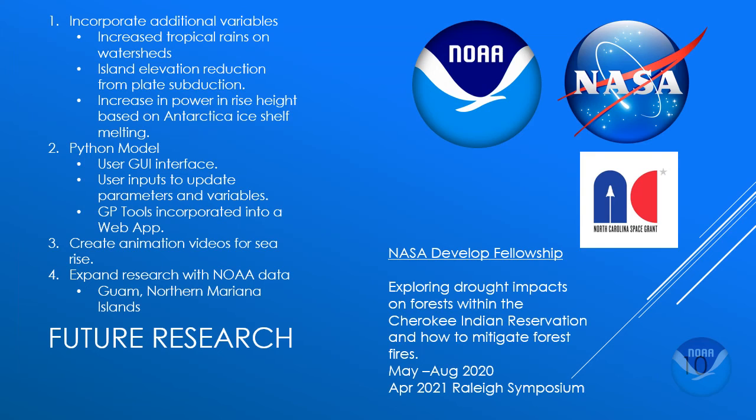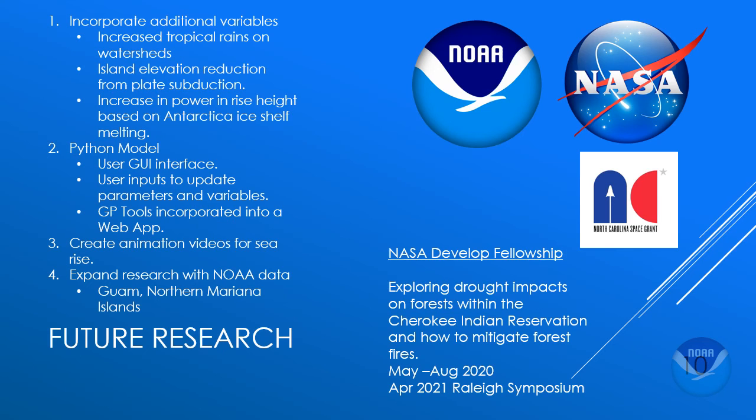All right, for some future research I plan on continuing this model into the surface hydrology course next fall. I'd like to try and incorporate other variables, like, can I add more rains into the watershed, and that will help fill up the ocean as well? Can we also reduce the elevation of the island while raising the seas, because the island is subducting, and increase the power of the sea rise as the Antarctic ice shelf melts?